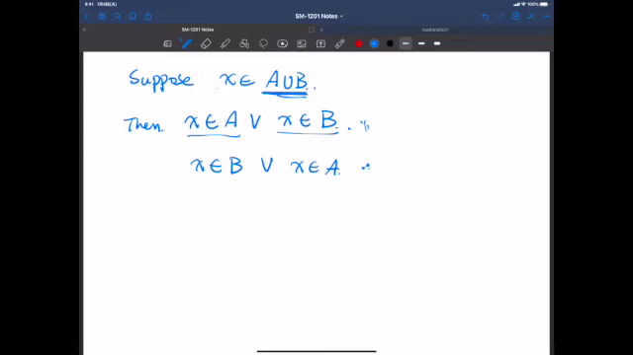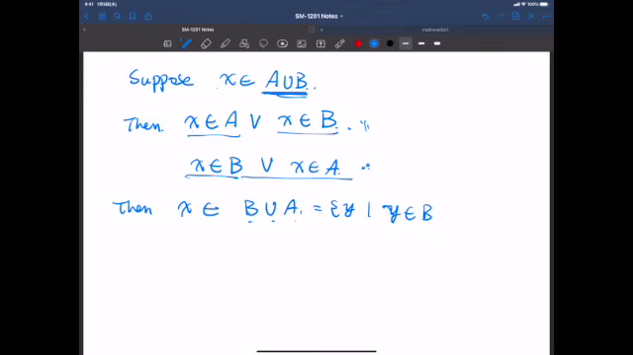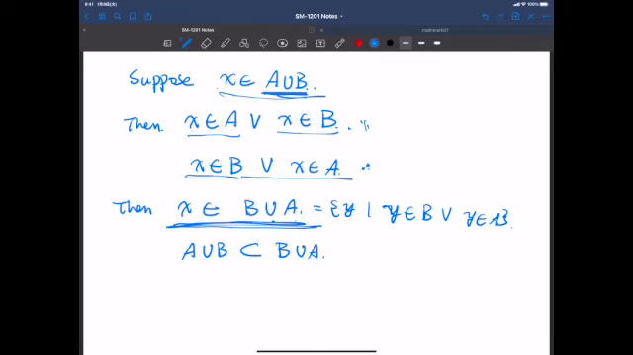This statement implies that x belongs to B cup A according to the definition of B cup A. B cup A is the set of elements that belong to B or A. So from here we derived this last statement. This means A cup B is a subset of B cup A. We can repeat the same thing starting from here.